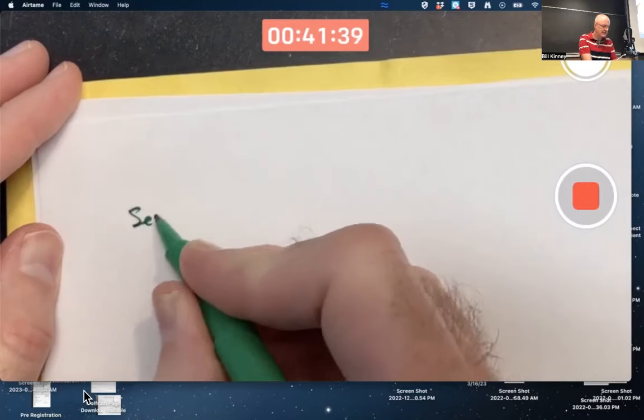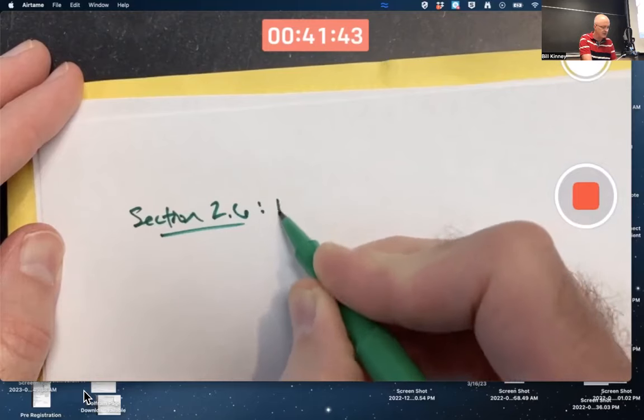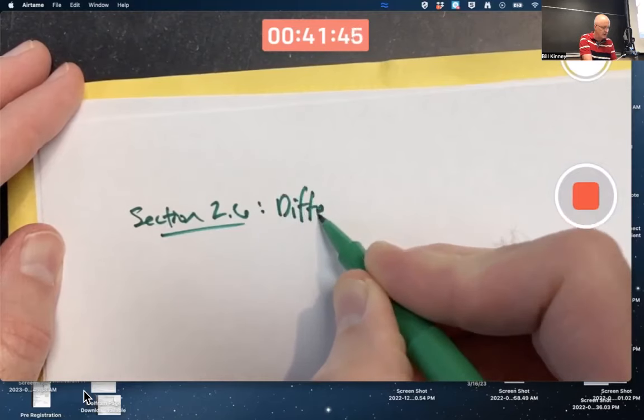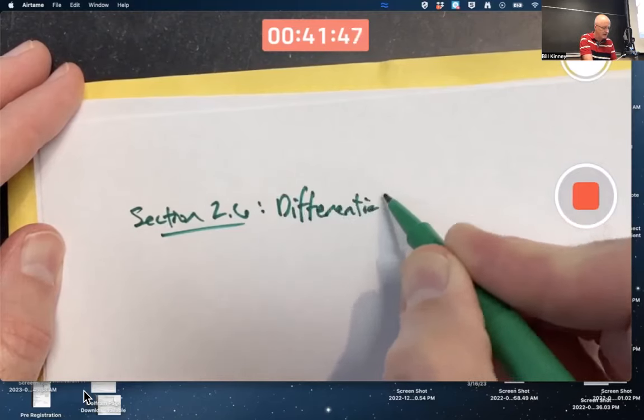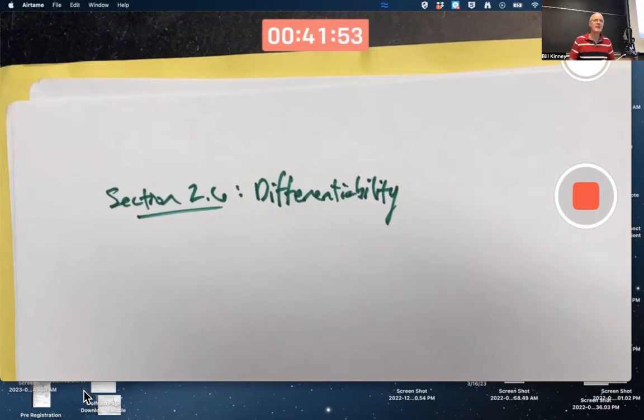Section 2.6 is about something called differentiability. Differentiability, kind of a big word. What does differentiability mean? It means differentiable. What does that mean? It means has a derivative.